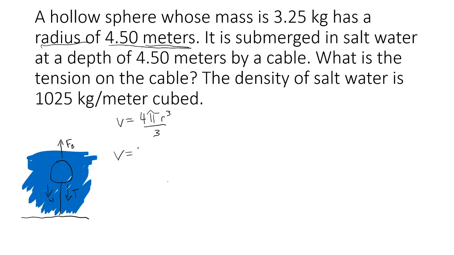So we're going to have V equals 4 pi times 4.5 cubed over 3. According to order of operations, I'm going to cube the 4.5 first to get 91.125. I'm going to multiply that by 4 and pi and put that over 3. So again, we'll multiply by 4, then we'll multiply by pi, and then we'll divide by 3.